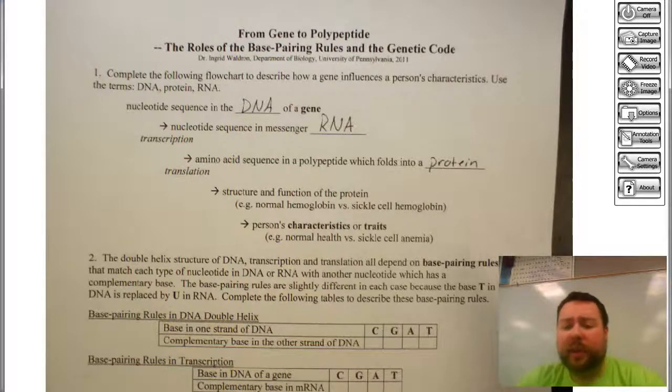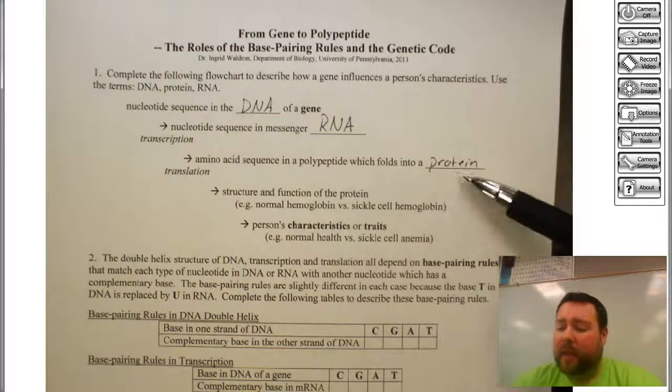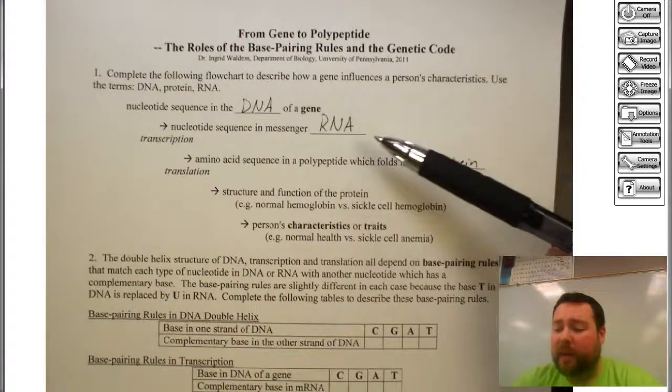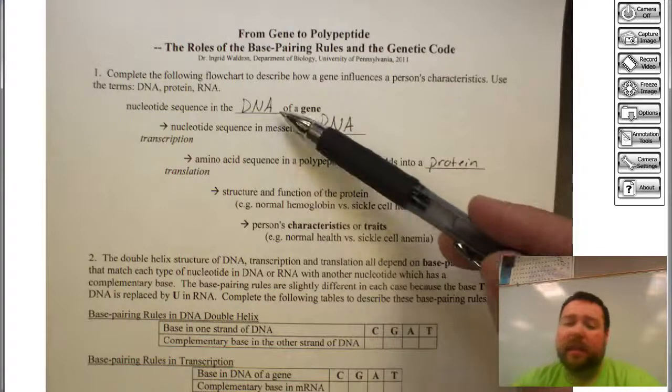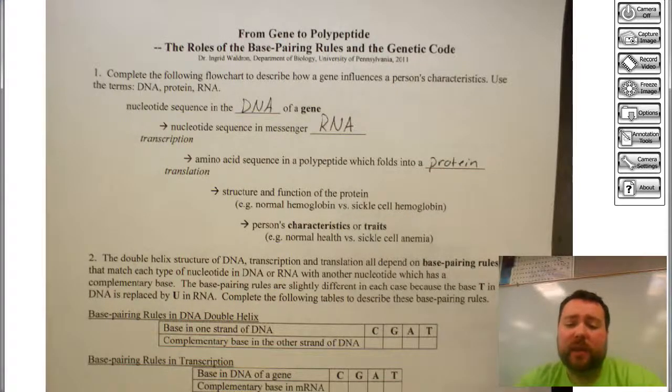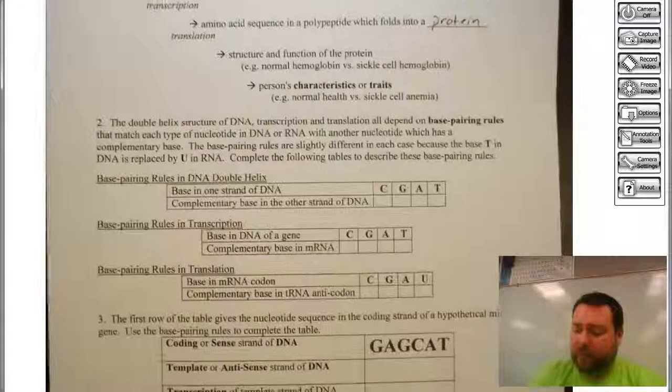So there's all these different characteristics and traits that are being determined based on the amino acids making that protein, and that protein is made from the messenger RNA, and that messenger RNA is determined by the DNA that is there. And so there's this whole series of steps that we're going through. So again, a little bit of a review from last week.